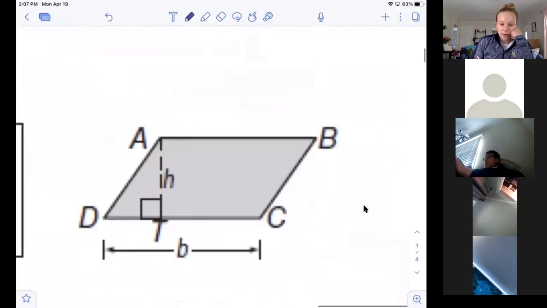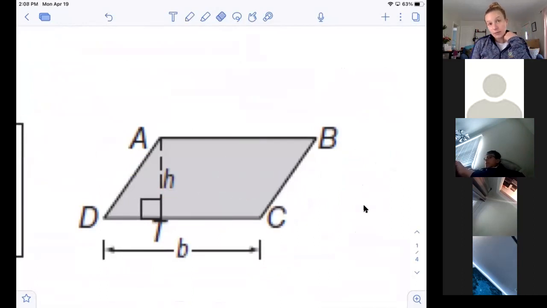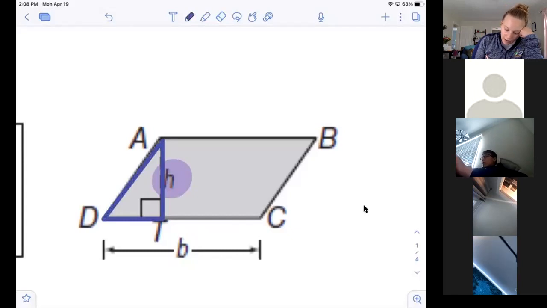Remember basic things about a parallelogram. This side and this side are congruent. This side and this side are congruent. Opposite angles are congruent. We've got, all my angles sum to 360 degrees, all that fun stuff. Now I'm gonna do a little Notability magic. I've got this little triangle right here that's drawn because I have my height and I have my 90-degree angle.